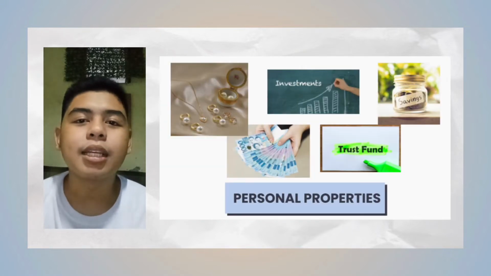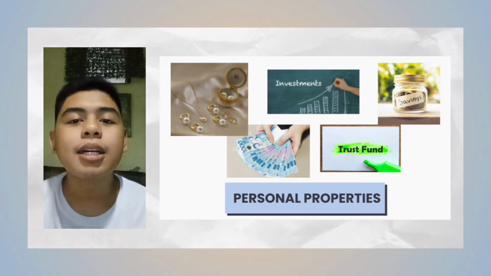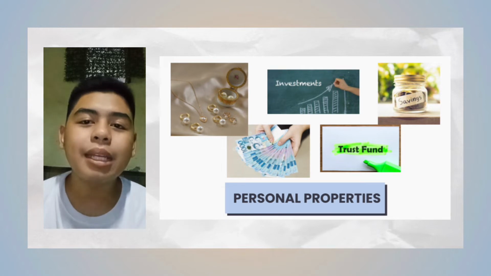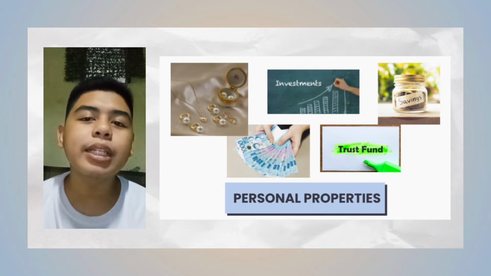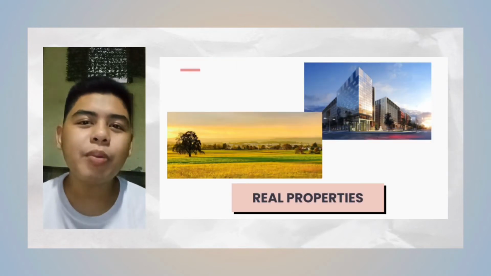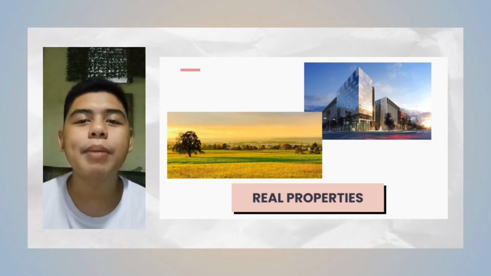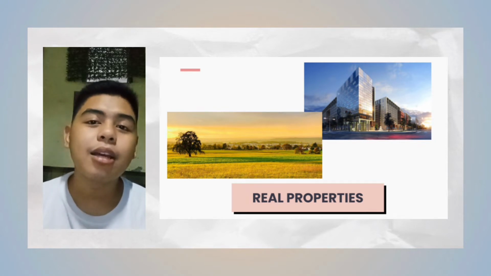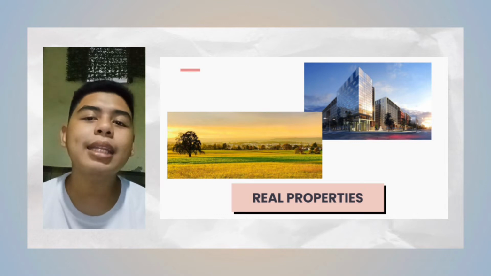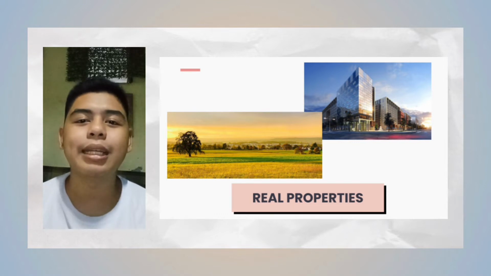Personal property. Ito yung tinatawag nating movable properties like money, cash on hand and in bank, trust funds, savings, investments, jewelries, and etc. Ito naman po yung real properties o yung kabaligtaran ng personal properties. Hindi ito pwedeng basta-bastang galawin or ilipat ng lugar. Halimbawa po niyan yung mga buildings, yung mga house and lot, or anything na attached sa soil with permanence.